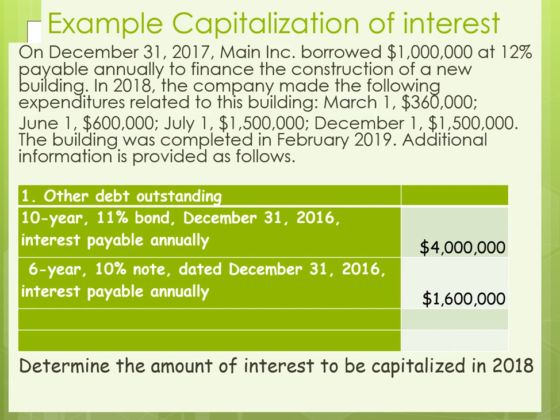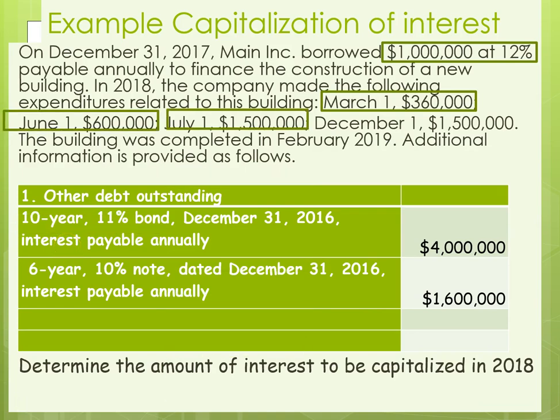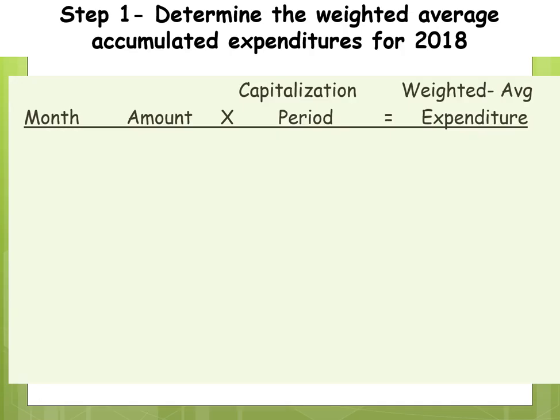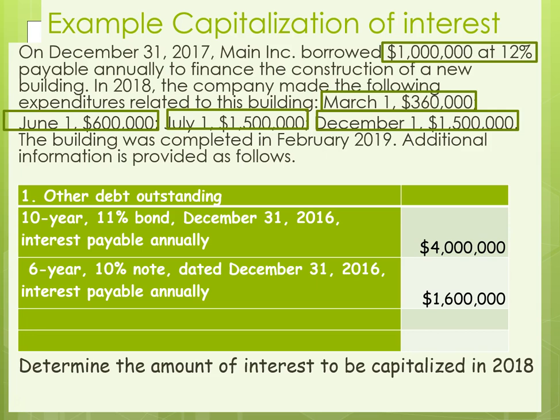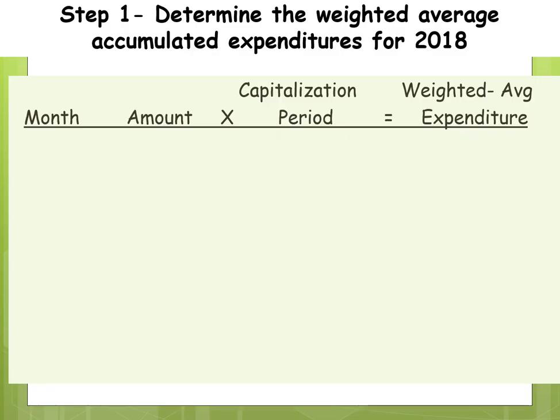And in addition, we had some other loans outstanding, and now we need to figure out how much interest should be capitalized based on our expenditures during 2018. So this is all the information we need to do our weighted average. Let me go back and take a better look at that. So now we'll go and do a weighted average.